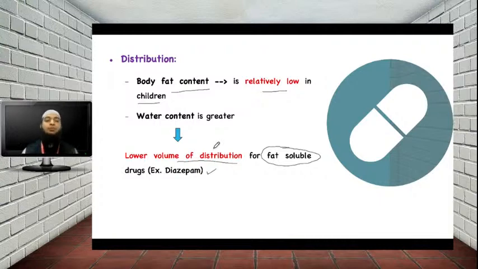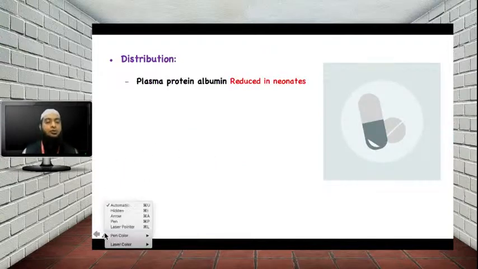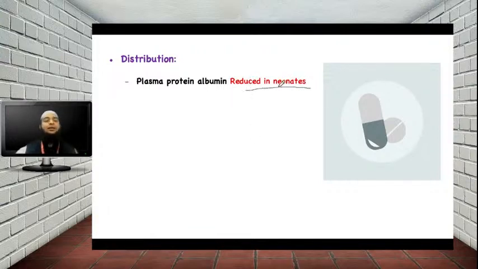The point to remember here is that there is a lower volume of distribution for fat soluble drugs, whereas in case of plasma protein, it is observed that plasma proteins like albumin are reduced in neonates, and we know that many drugs bind to plasma protein. Now if the level of plasma protein like albumin is reduced, then obviously the free concentration of those drugs which are supposed to bind to albumin will increase.